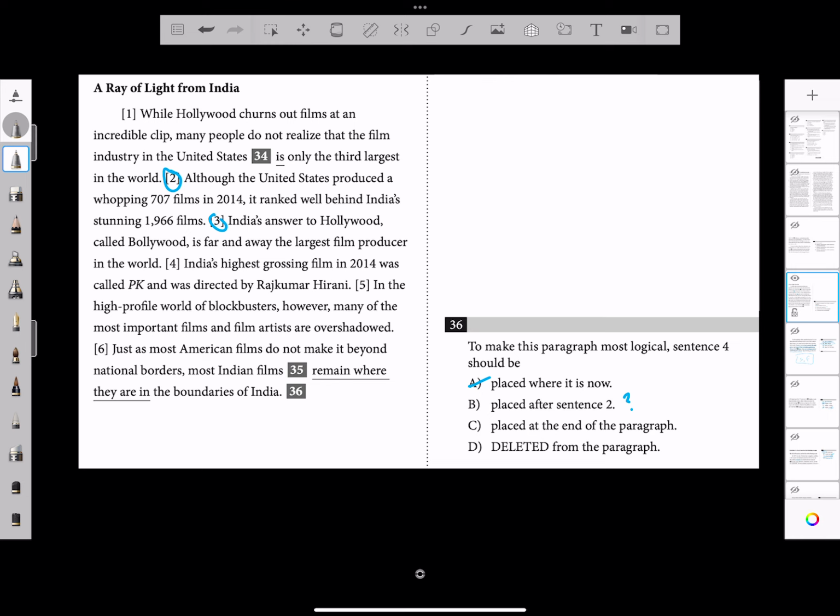And those seem like they need to go together, and placing 4 in between them seems illogical. And then at the end of the paragraph, just as most American films do not make it beyond national borders, most Indian films remain within the boundaries of India. And then we just throw in their highest grossing film. In all honesty, no, we're going to delete it. And the point is, we don't really care about which one was the highest grossing film. It seems just out of place for this paragraph, so we will delete it.